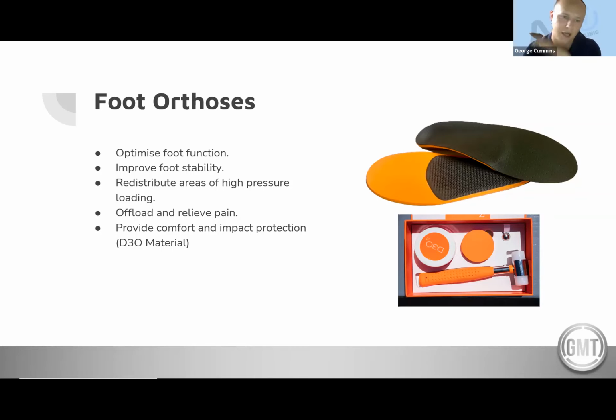And we can cover the 3D printed shell with a material called D3O, which is the world leader in impact protection. It's really popular from an orthotic perspective, because not only will it reduce the load going through the feet, but it also has an energy return property, which actually helps with that propulsion and moving you forwards.